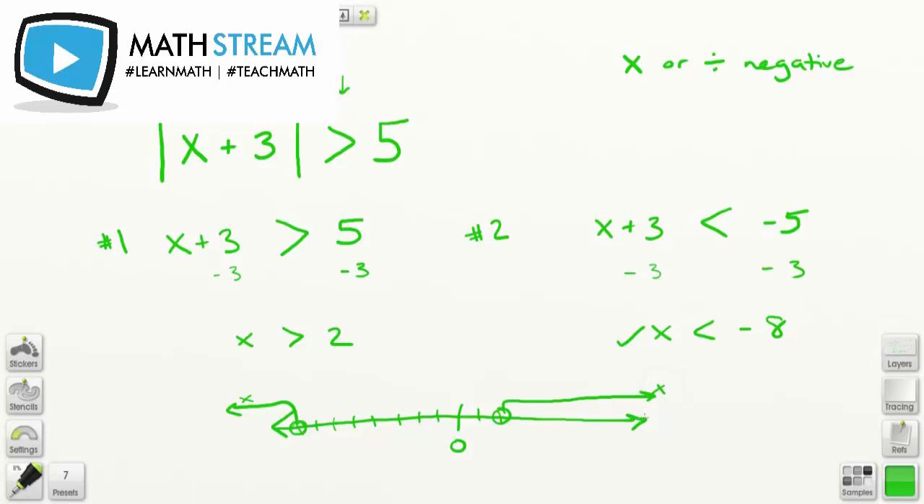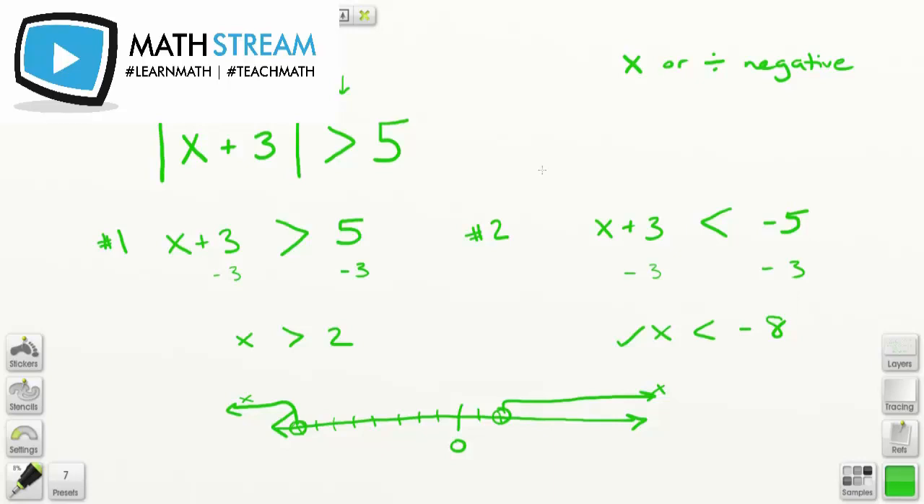Yeah, it looks a little bit funny, but it shows that if I plug in any number below -8, or if I plug in any number above +2 into my original equation, I will get an appropriate answer. I'll get something that's greater than 5. So that's example 1.